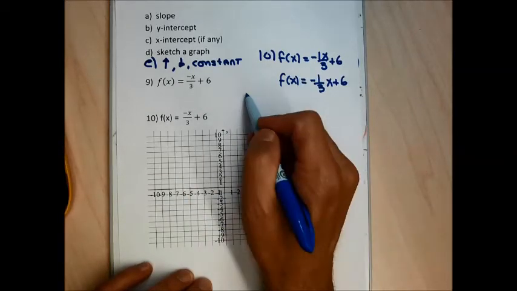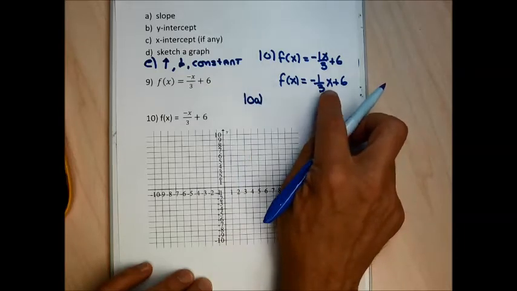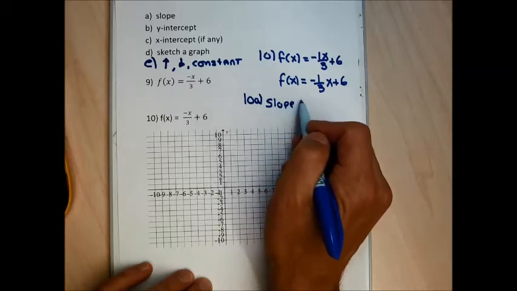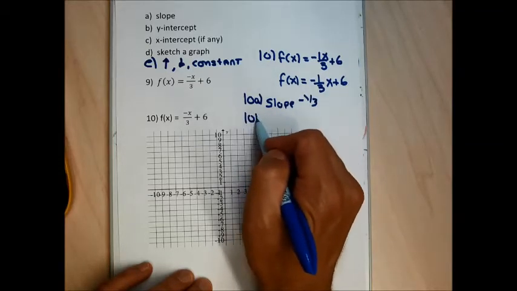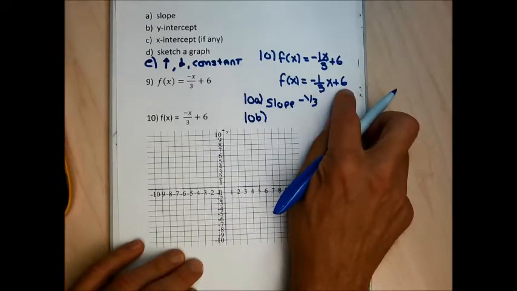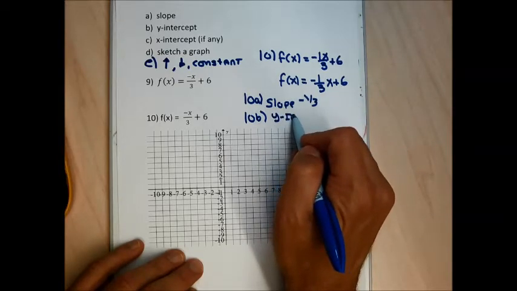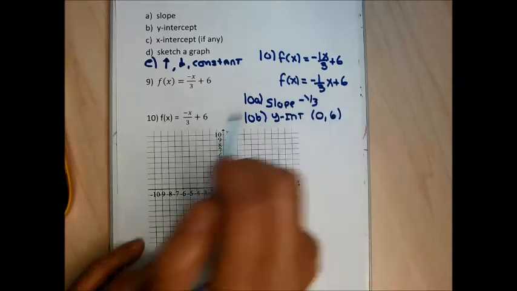So when I go to answer 10a, it's in function y equals mx plus b form. The slope is the number in front of the x. So the slope in this case is going to be negative 1/3. For part B, the y-intercept is that number, the y-coordinate of the y-intercept. Always when I'm finding an intercept, the opposite letter is 0. The opposite letter of y is x, so the x is 0.